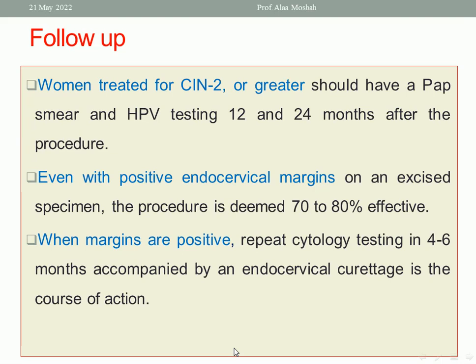What about if the margins are positive? And when should I repeat cytology? I should repeat cytology within 4 to 6 months, accompanied by endocervical curettage, which is very important.